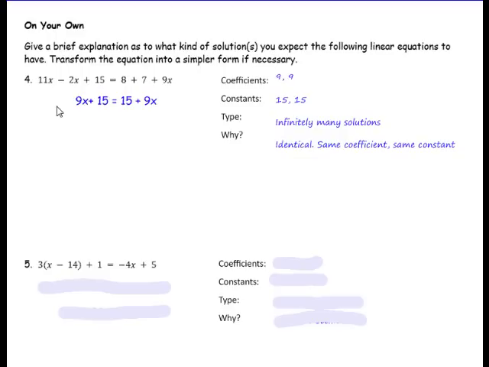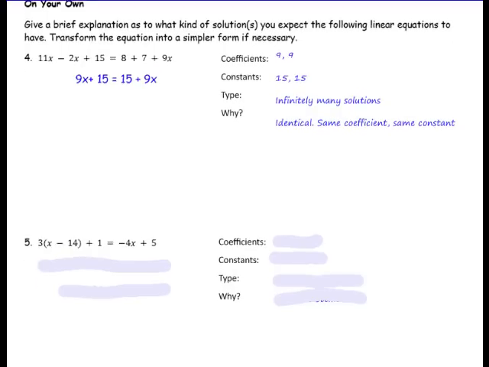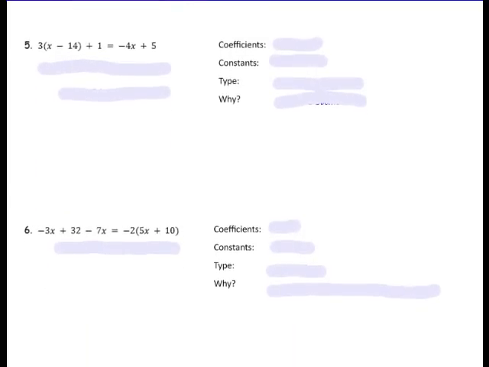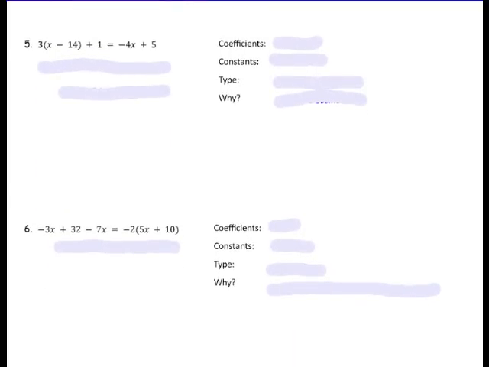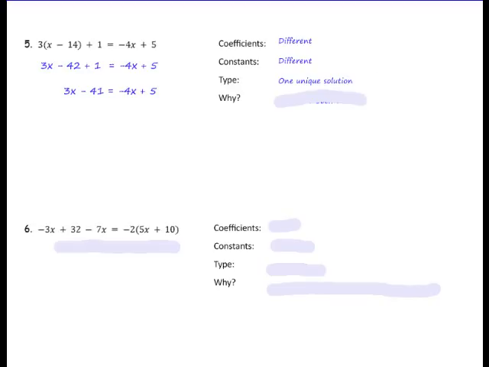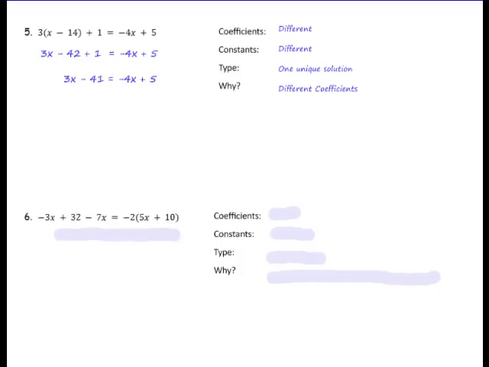Simplify and determine what kind of an equation it is by completing the problems on the right side: coefficients, constants, type, and why. First, use the distributive property and then simplify. The coefficients are different. The constants are different. So this will result in one unique solution. Why? Because you have different coefficients. Pause the video and complete number 6.